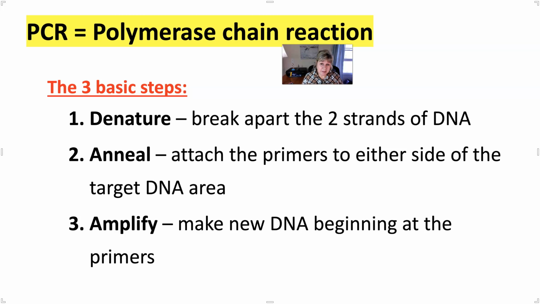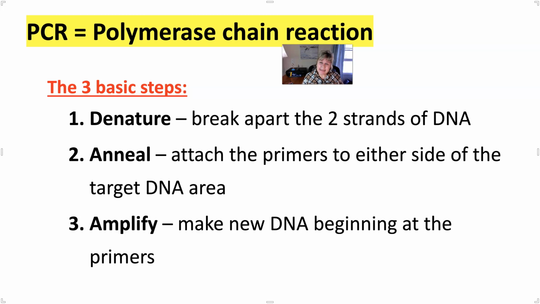PCR stands for polymerase chain reaction. Chain reaction you can get, right? One thing happens after the other happens after the other. But what does polymerase mean? Poly means many, mer means subunit, ase means enzyme. So this has to do with an enzyme that puts many subunits together and does what? Makes DNA. So PCR is a technique where you make lots and lots of copies of DNA. There are 3 basic steps to this process.